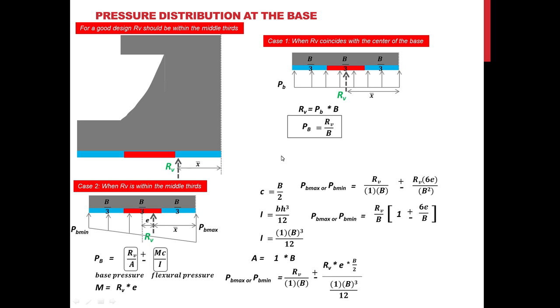So this is all about the concepts of the analysis. First, we have Fs factor of safety against overturning, factor of safety against sliding, the location of RV, and the pressure distribution at the base.